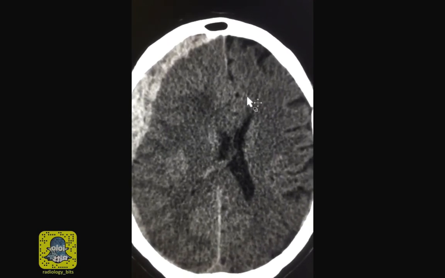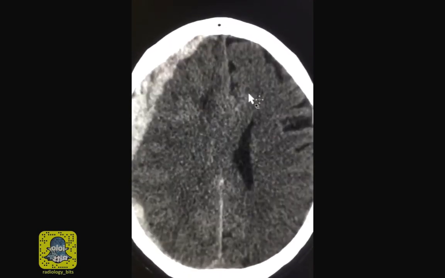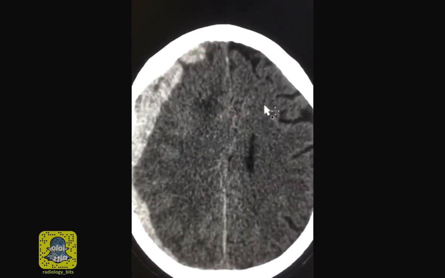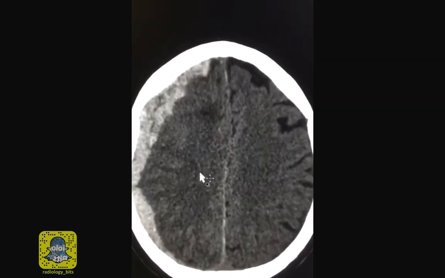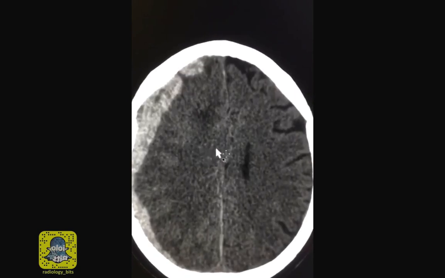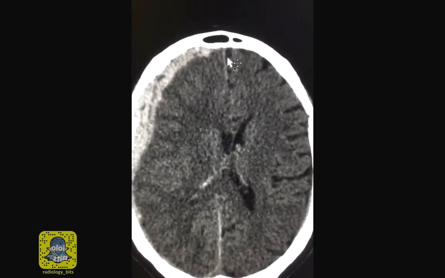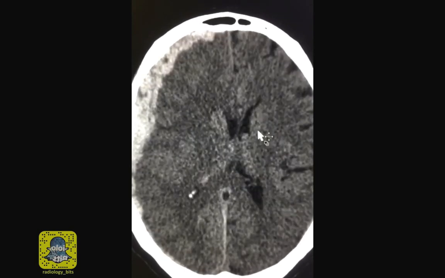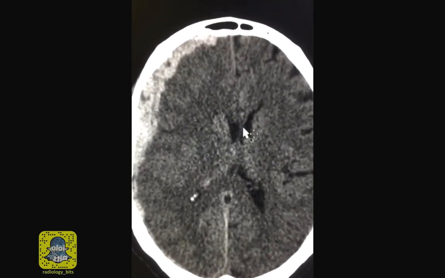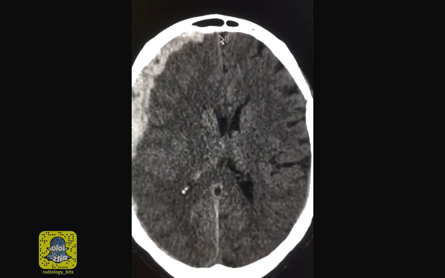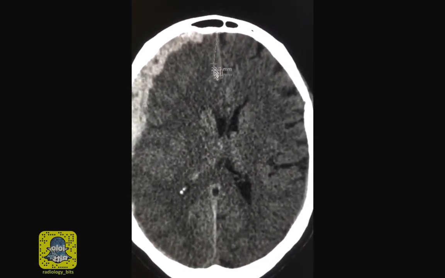Now, one of the most important things you have to mention in your report, if you're on call, is to decide if there is significant midline shift. And one of the easiest ways to assess the midline shift is to decide on where you see the falx at a level where you could see the midline structure that we call the septum pellucidum. Connect the falx anteriorly to that posteriorly.